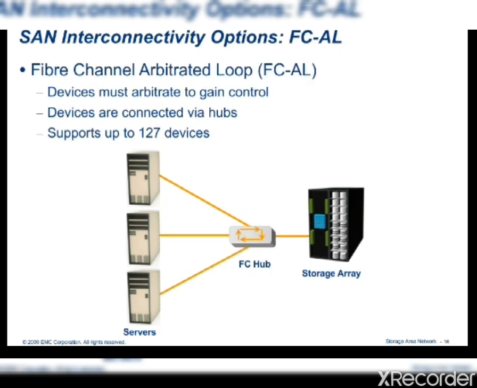Let's move to the next. The next one is SAN interconnectivity, FCAL. FCAL stands for Fibre Channel Arbitrated Loop. What does this mean? The devices attached in this FCAL configuration are attached to a shared loop. There is a loop of network, and all the devices connected in this loop share that network loop. It uses a token ring topology and a physical star topology.